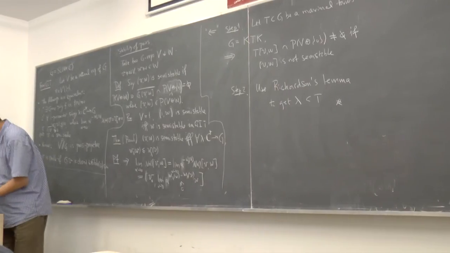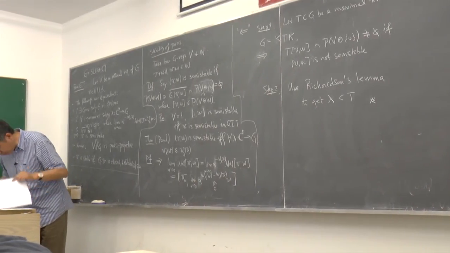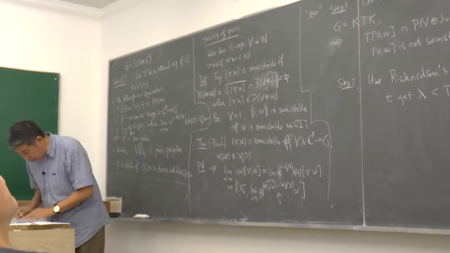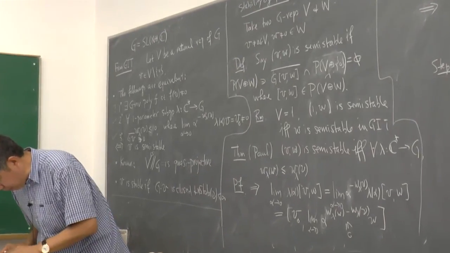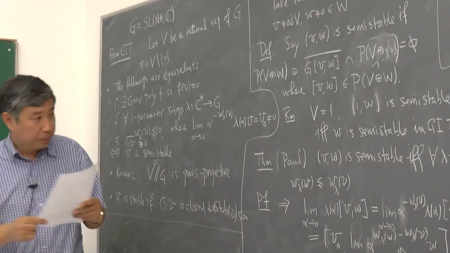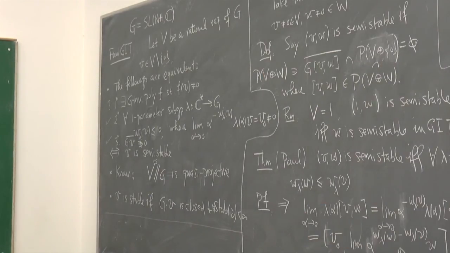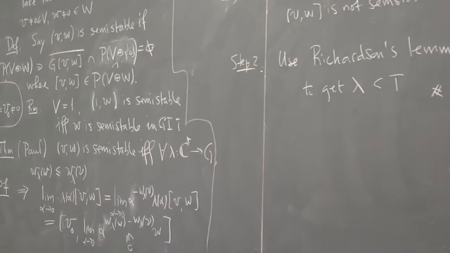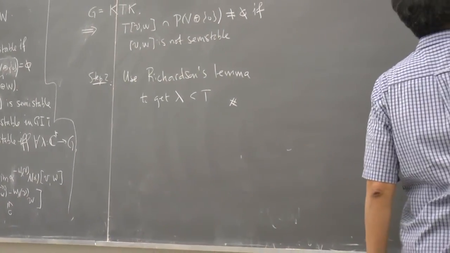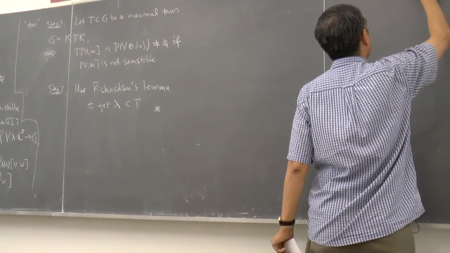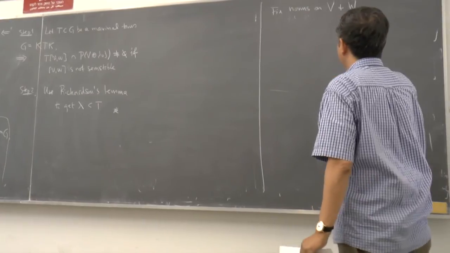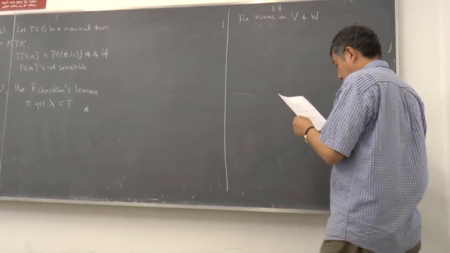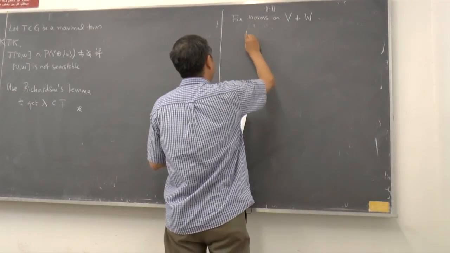So once I have this, I also want to remind you, recall a little bit of things in classical GIT theory. So maybe I do some extension, defining some. Okay. So now we fix the norms, Hermitian norms, on V and W. Okay. So I will abuse notation, I just use the same notation. Okay. You understand.